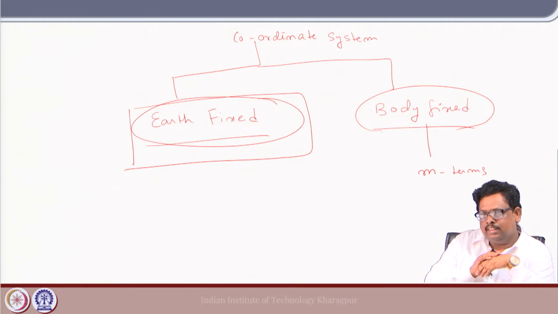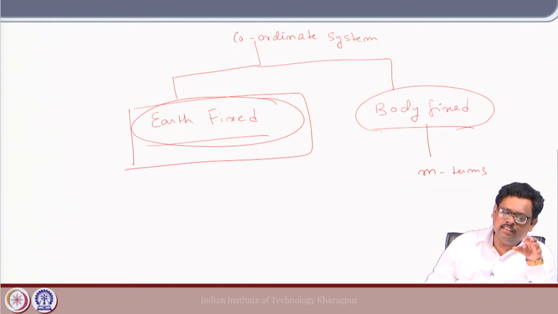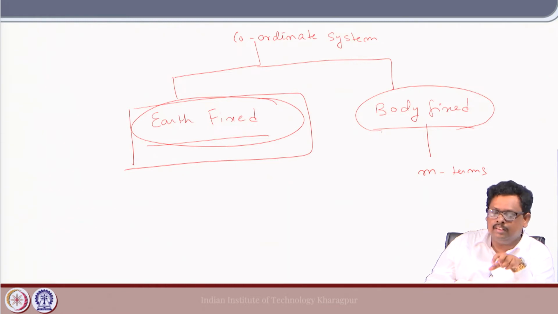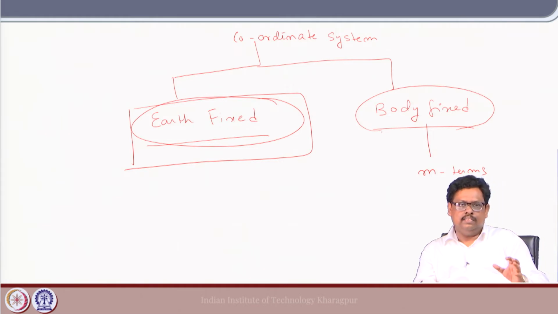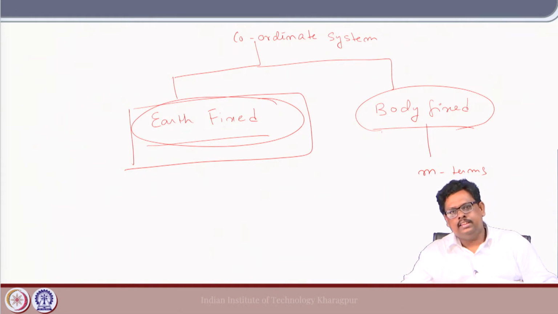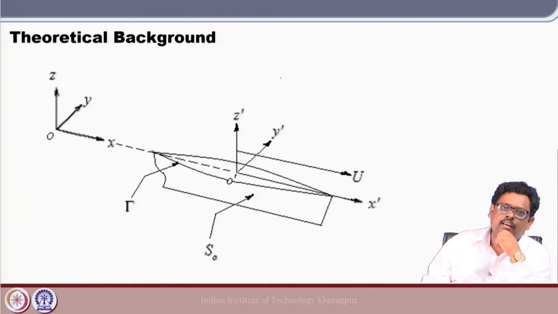In the case of non-linear motions, M terms are really difficult. In the case of linear, it is very easy. You know that the first 3 terms are 0, the fourth term is n 3 and the fifth term is n 2, the normal, but in 3 dimensions it is really a difficult task to get. So, now let us focus on the earth fixed system and try to figure out what the boundary value problem is for the earth fixed coordinate system.